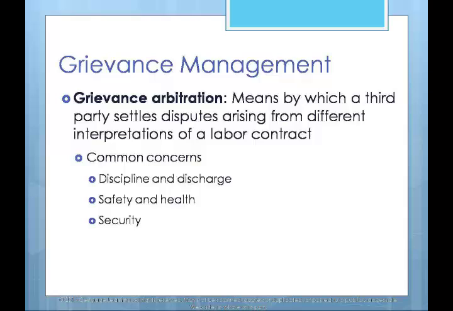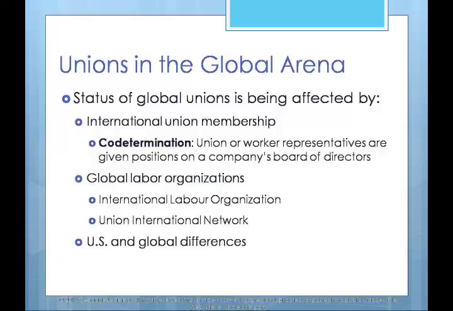So if you can't come to an agreement, normally it's arbitrated, and it can be discharges, safety, health, and security. Now let's talk about unions in the global labor arena. Globally, unions are very much affected by international union membership. Co-determination means union and worker representatives are given positions on a company board of directors. Global labor organizations are the International Labor Organization and Union International Networks.